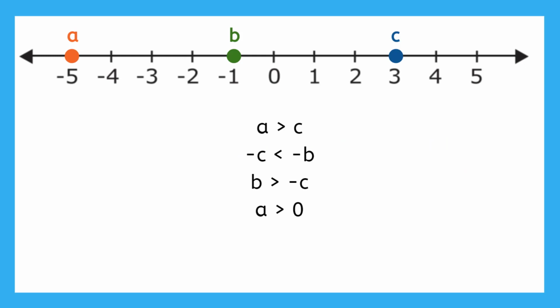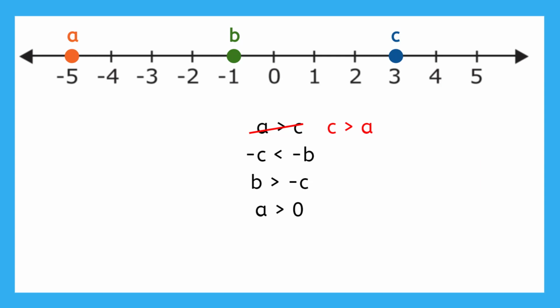In this problem, we're going to choose which of these statements is true for the points on the number line. The first one, is A greater than C? Well, C is to the right of A, so that alone tells us that C is greater than A. So no. In fact, we can write the true inequality as C is greater than A.